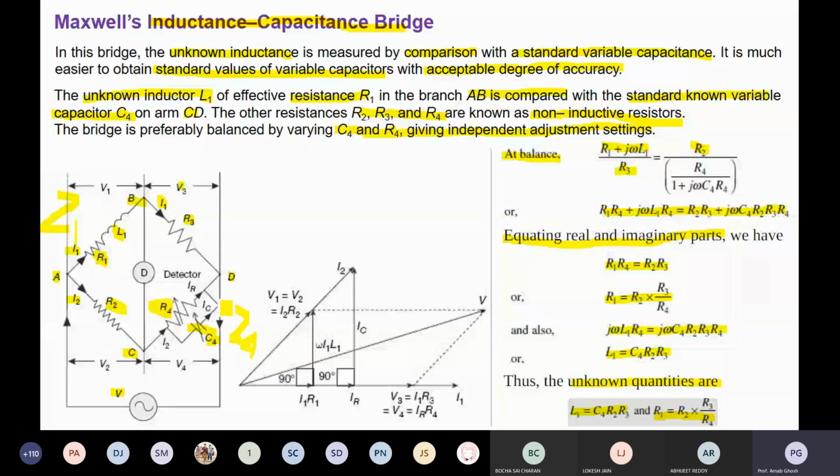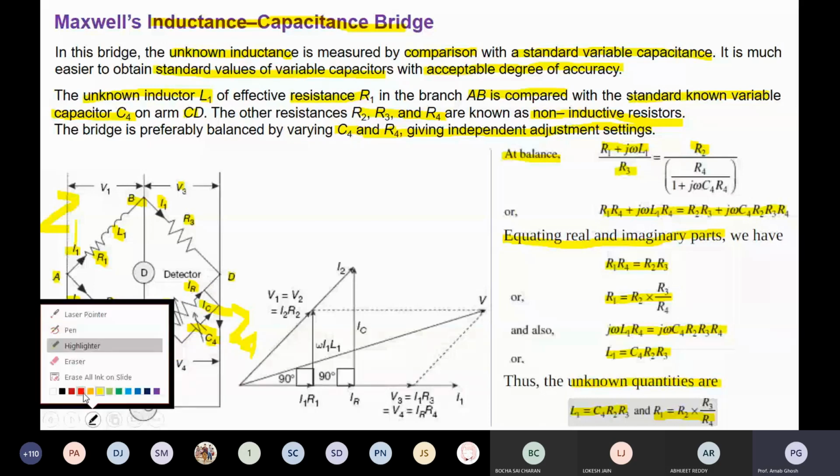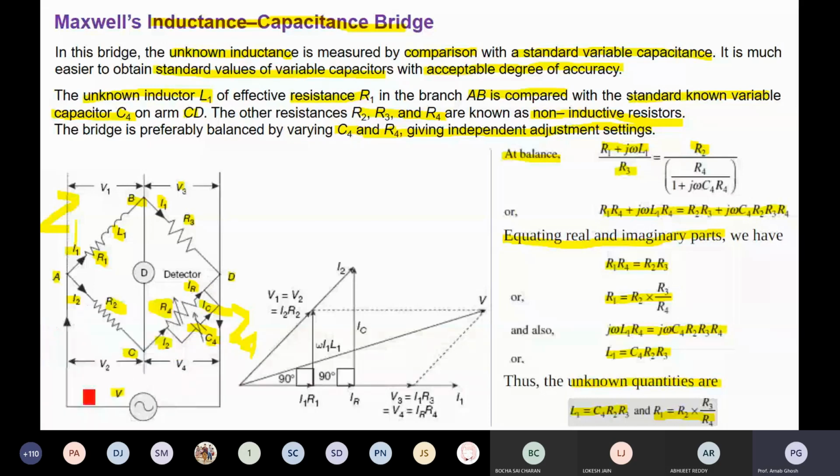So again the I2 current will be splitting here. At R4, the I2 current will split into two paths. One is your IR, another one is your IC. So your I2 is splitting into two current paths. Okay, I think all of you are able to understand. So what will be the final value? You know that I2 equals IR plus IC.